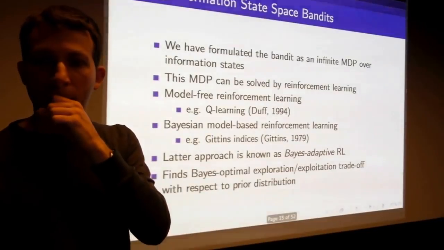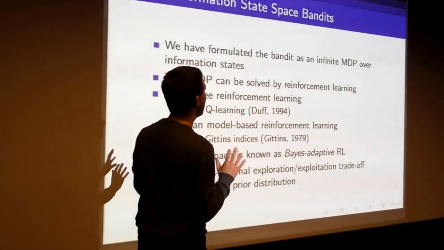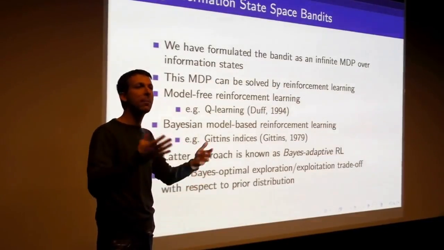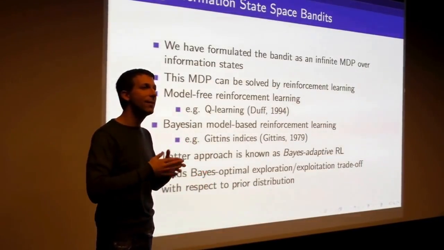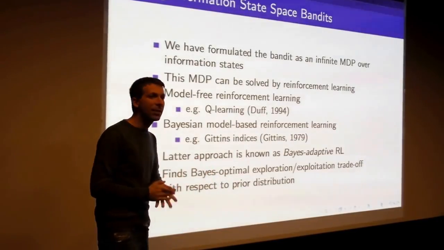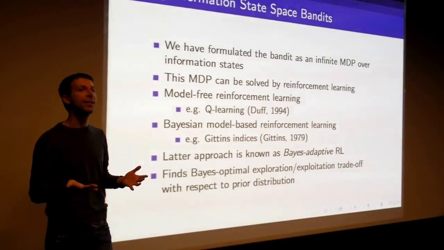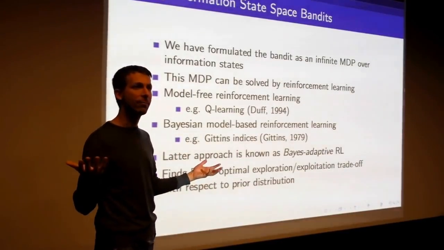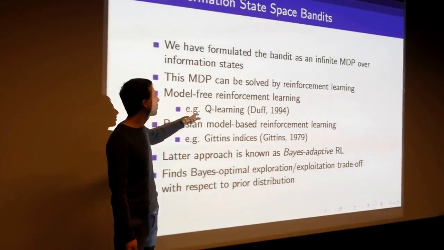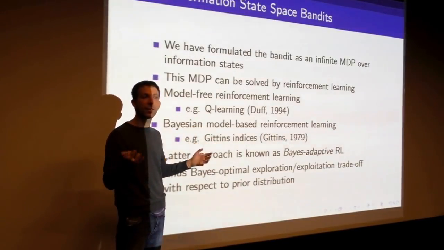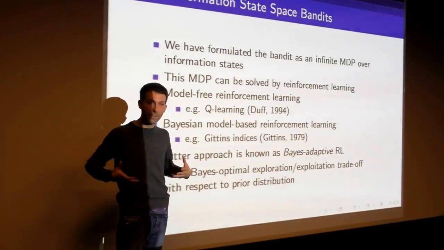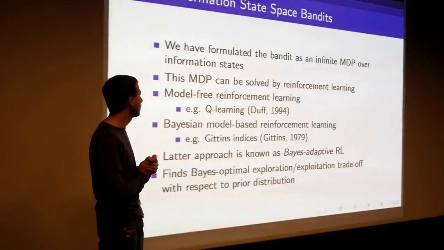So to do this, we formulated the bandit as an MDP, but now it's an infinite MDP. The number of information states is infinite and very large. But the MDP can nevertheless be solved by reinforcement learning methods. This is what we've spent the rest of the course on. So we can apply our favorite methods to this. If you use model-free reinforcement learning, you get a whole family of methods that can solve these things, maybe slowly, but nevertheless can arrive at the right answer.